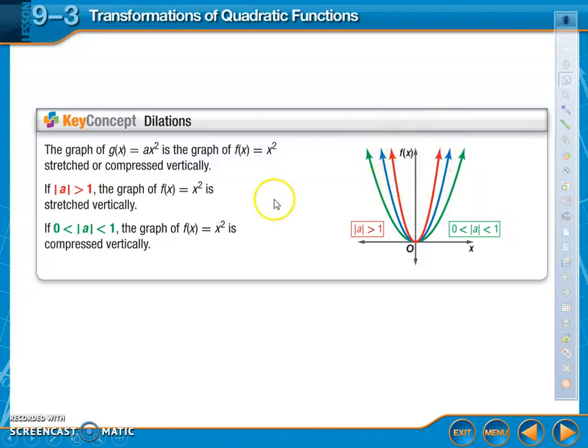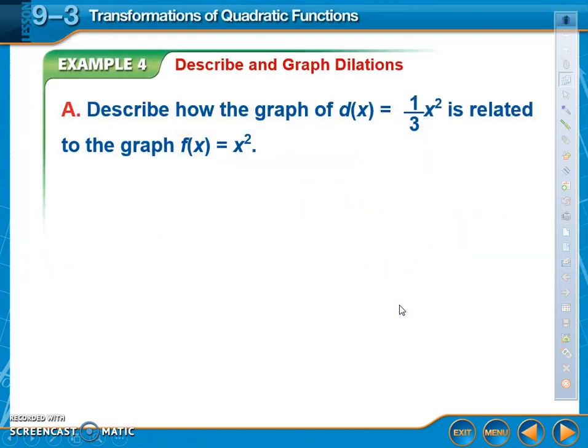If the absolute value is between 0 and 1, then it's going to be compressed. It's going to be pushed down, makes it more flat. And we've had some examples of this in class.